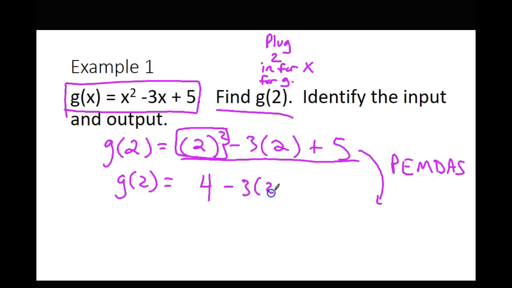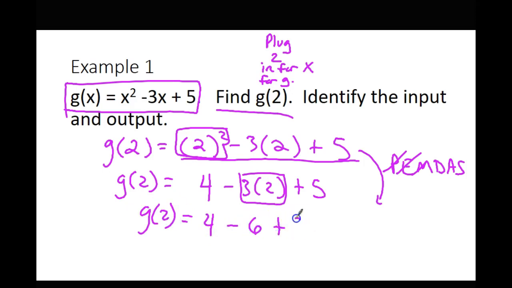You guys don't have to show every step. I'm going to, just for the sake of my work. So there was no parenthesis work to do. Got the exponent taken care of. Do we have any multiplication? 3 times 2, right? What's that? -6. Okay, now do I have any division? No, so we'll skip that.